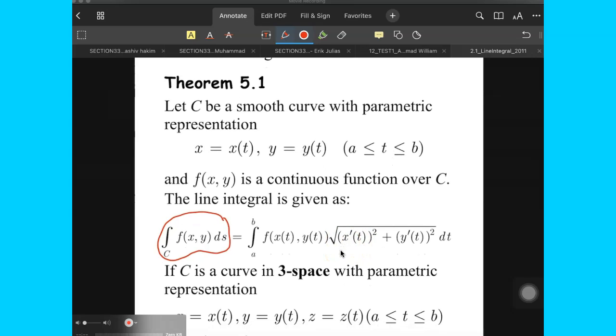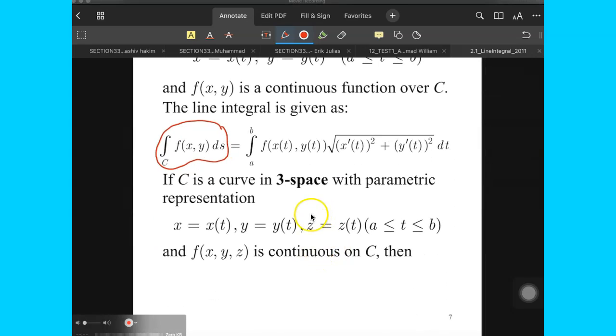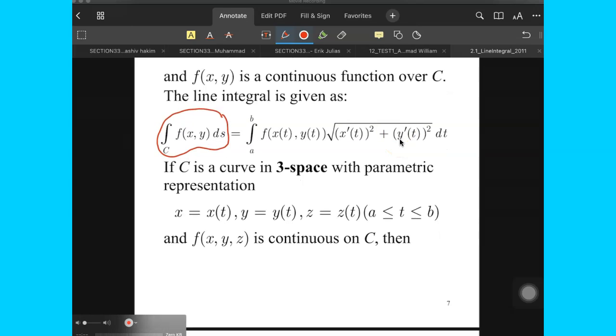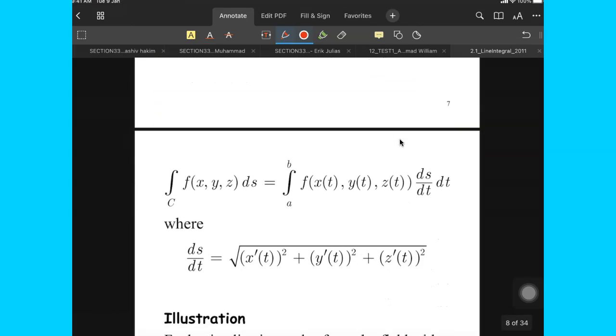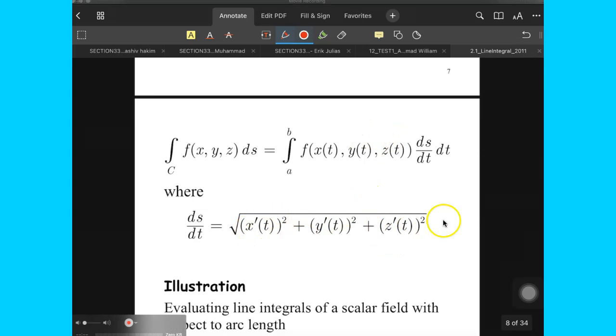Okay, so for 3-space, when your vector function has x, y and z, from the vector function provided for the curve, you have to take out the parametric equation for the x, y and z components, and do the same procedure as before. This one is a 2D system, and this is a 3D system, so you have to evaluate the speed as well, but you have to take note that you have the z now. So that is the formula of the speed.